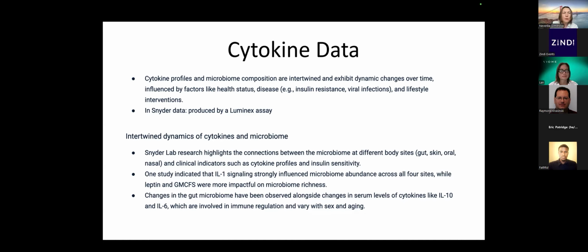One of their studies shows that interleukin-1, one of the cytokines, signaling strongly influenced microbiome abundance across all 4 sites, while 2 other molecules, 2 other proteins, leptin and GM-CSF, were more impactful on microbiome richness. So when you encounter these protein names, you can go and Google, and that's a little bit of deepening your knowledge, but please don't get stuck on just a single name. Just think of them as a group of molecules that interact, and this is what we are after in this challenge.